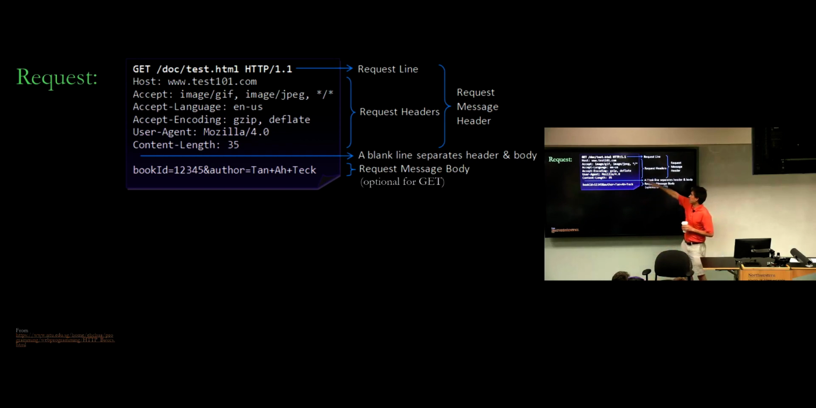And the stuff after that are headers. Some of these are optional, some are required in certain cases, but this gives you more information about the request. And then there's a blank line. And once you see a blank line, you know that what follows is the body of the request, if there is one.